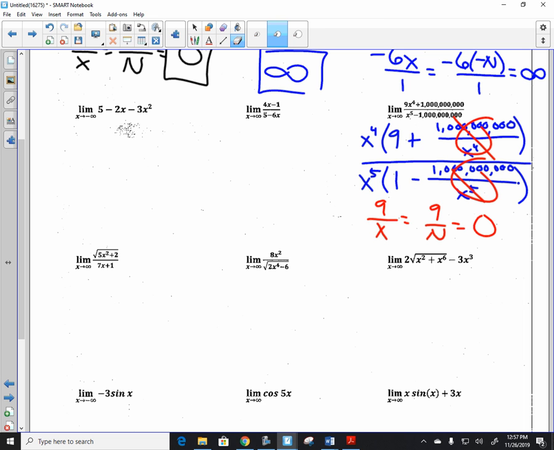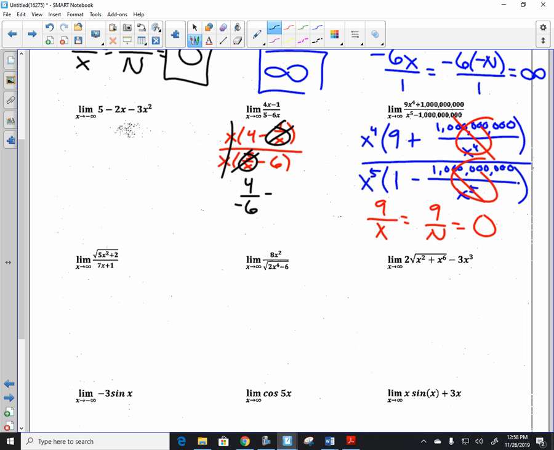What do you factor out of the top? And I'm left with 4 minus 1 over x. In the bottom, I factor out x. I'm left with 5 over x minus 6. So I go through and I get rid of the x's, and then 1 over x, 5 over x is gone. I get 4 over negative 6, which is negative 2/3. That's what we predicted.